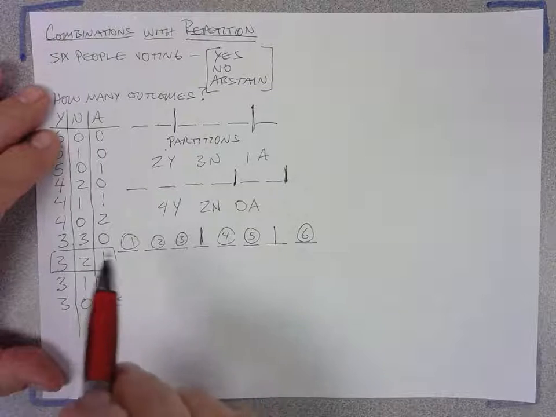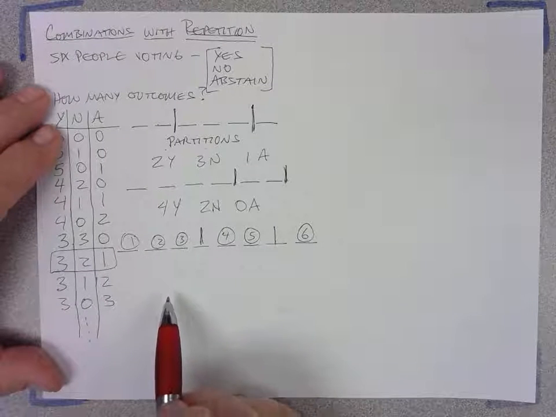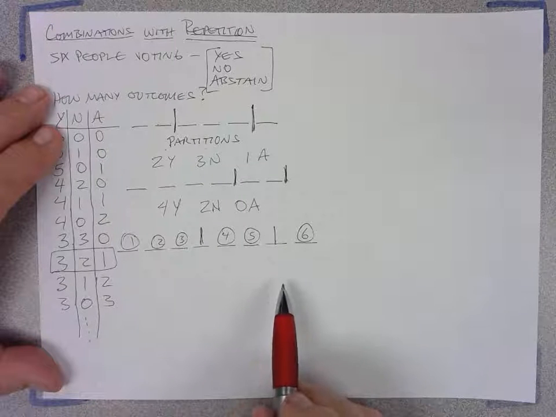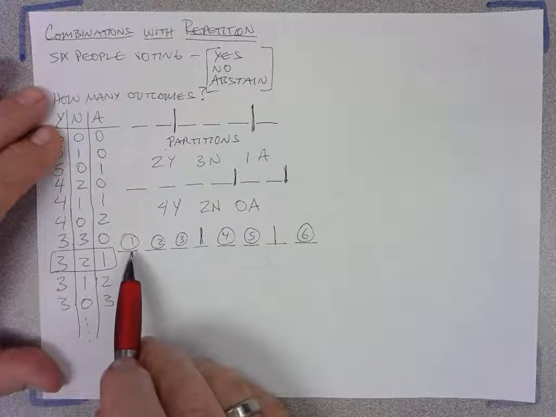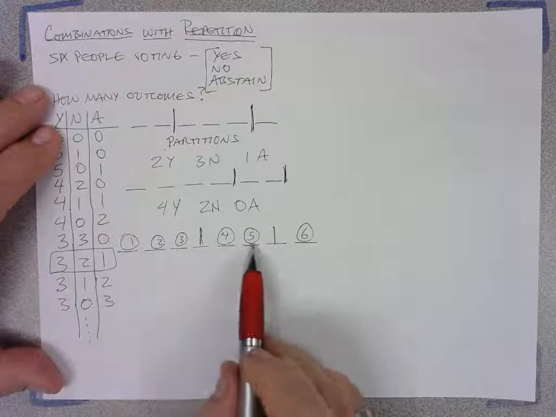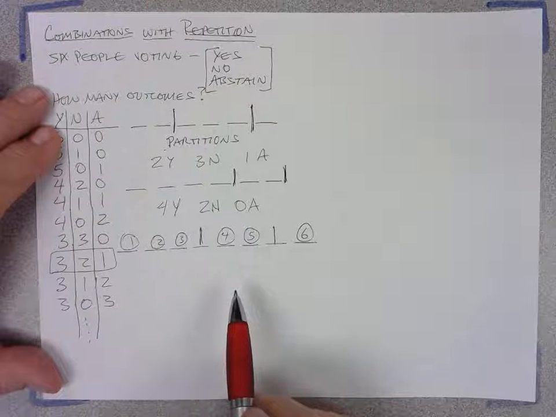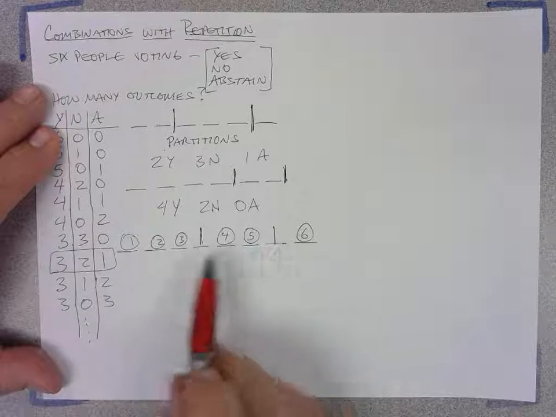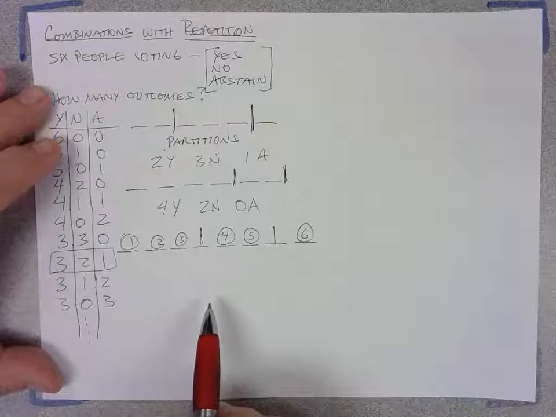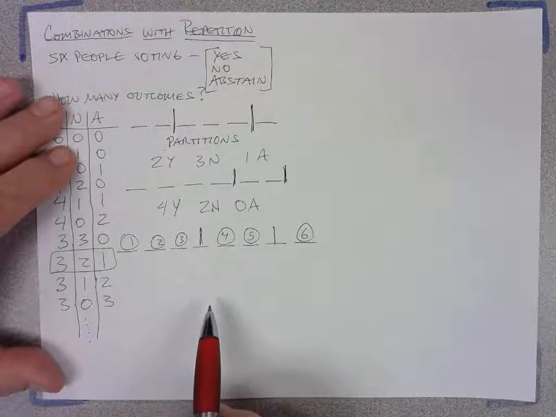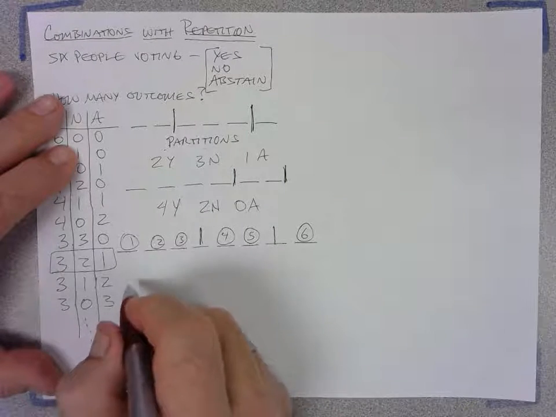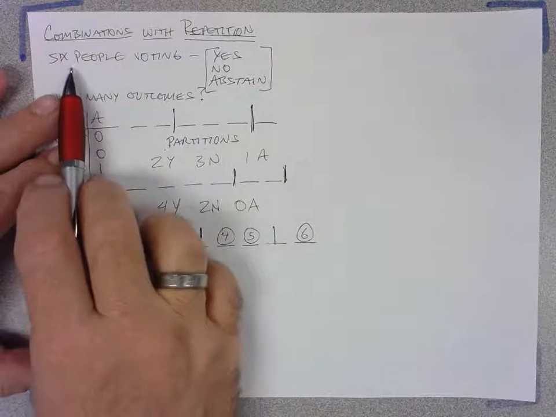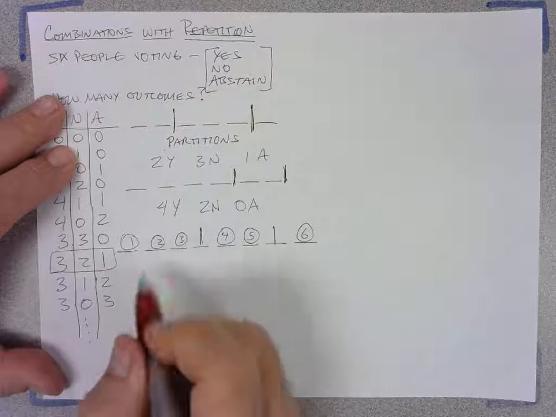So we're trying to figure out how many different outcomes are possible. Well, when you have 8 spaces, how many different ways are there to choose where you're going to put the 6 voters? Or how many different ways are there to choose where you're going to put the 2 partitions?